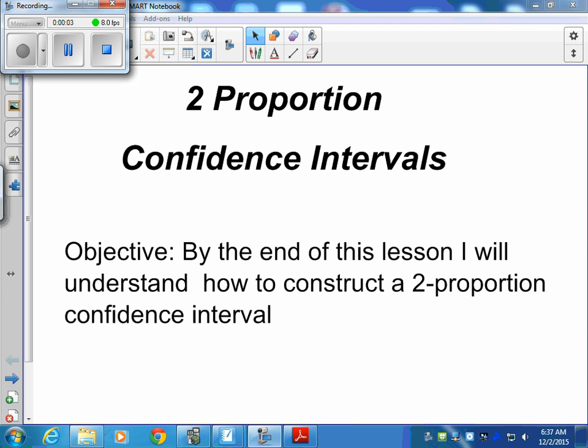Hello and welcome to today's lesson on two proportion confidence intervals. Our objective, by the end of this lesson, is that I will understand how to construct a two proportion confidence interval and write a conclusion statement in context.